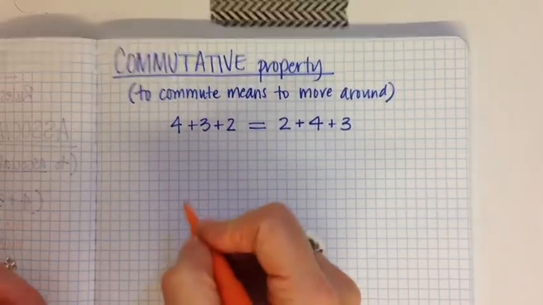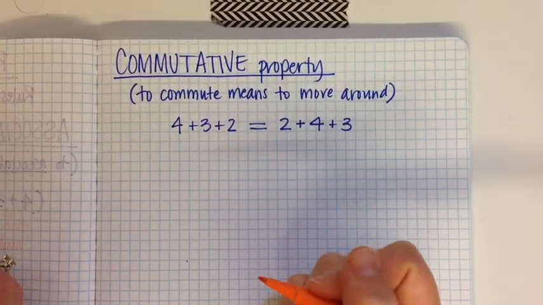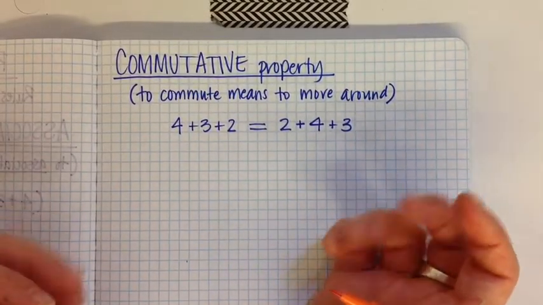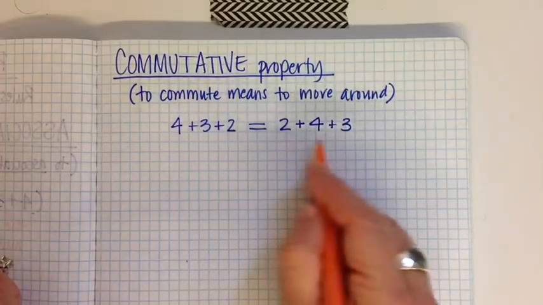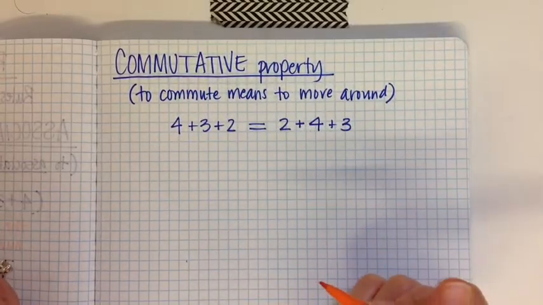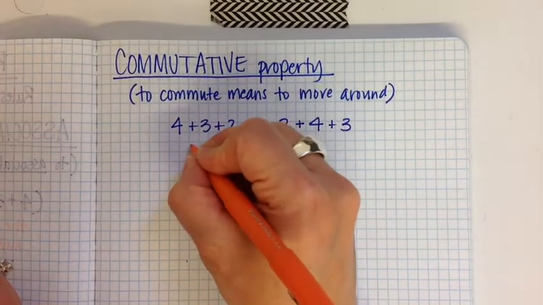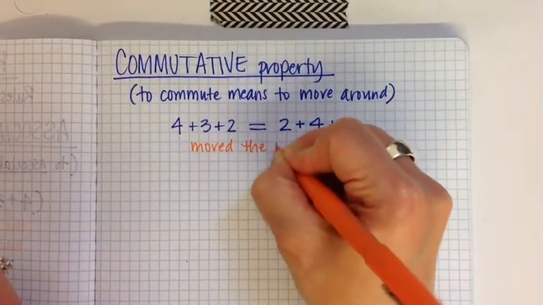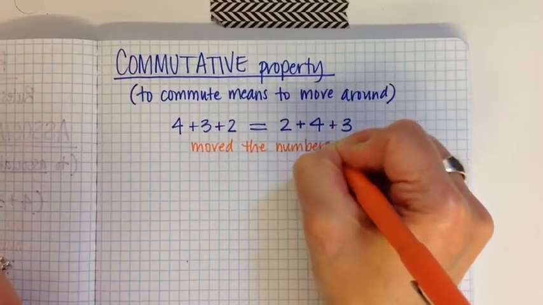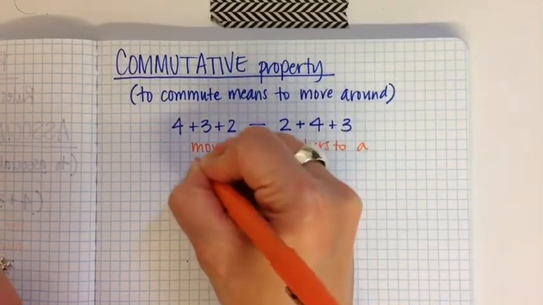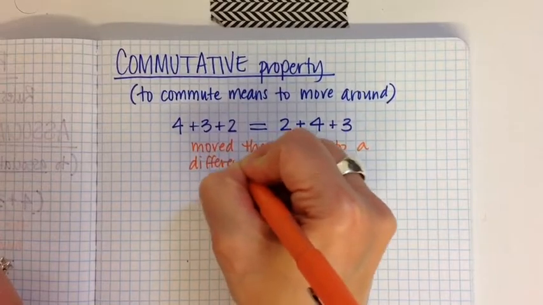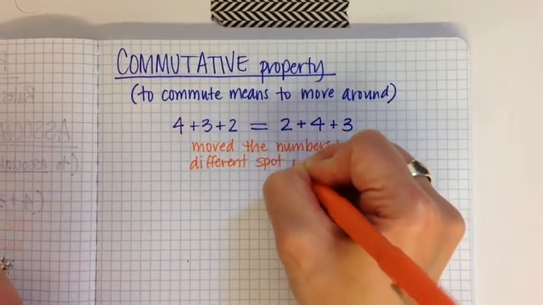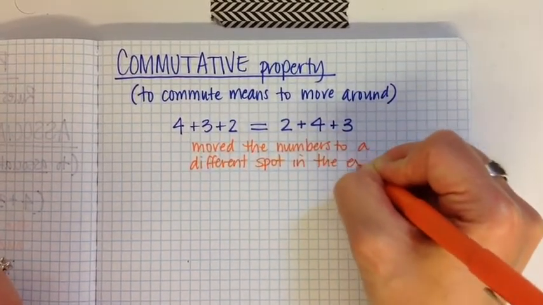But let's write ourselves a little note here. And if you have color while you're doing this, you might want to add color, even if it's just a highlighter, to some of the rules or notes or things so that they stand out on the page. So, moved the numbers to a different spot in the expression.